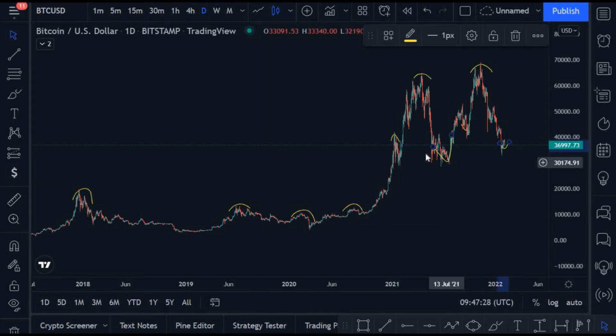This is a support level. You can see price is coming back down here, doing a little consolidation, and then it goes back up. Price is coming up here, doing a quick rejection, and then coming down here. The same thing up here, the same thing here, and then the same thing here.